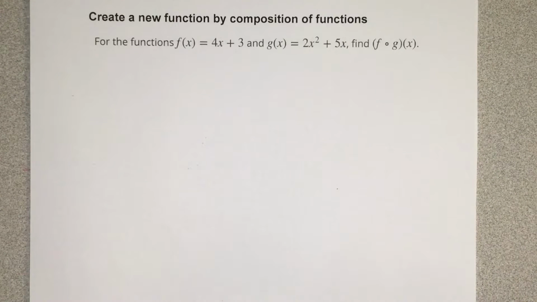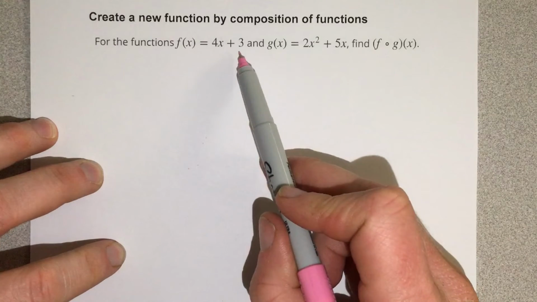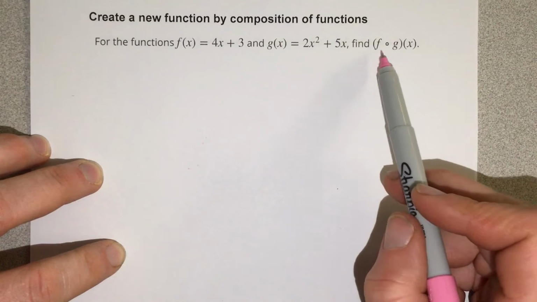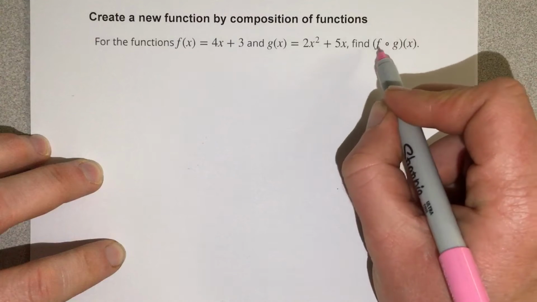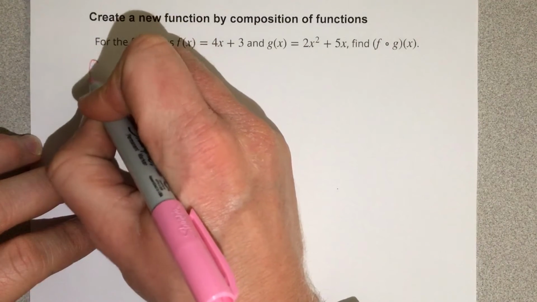In this video, we're going to create a new function by using composition of functions. It says for the functions f of x equals 4x plus 3 and g of x equals 2x squared plus 5x, find f of g of x. A lot of people struggle with this notation, f of g of x, so I like to write it in a better way.